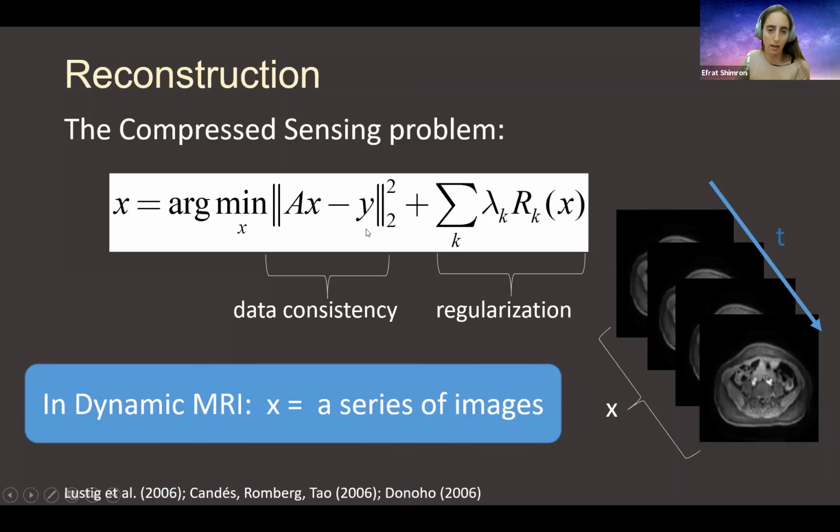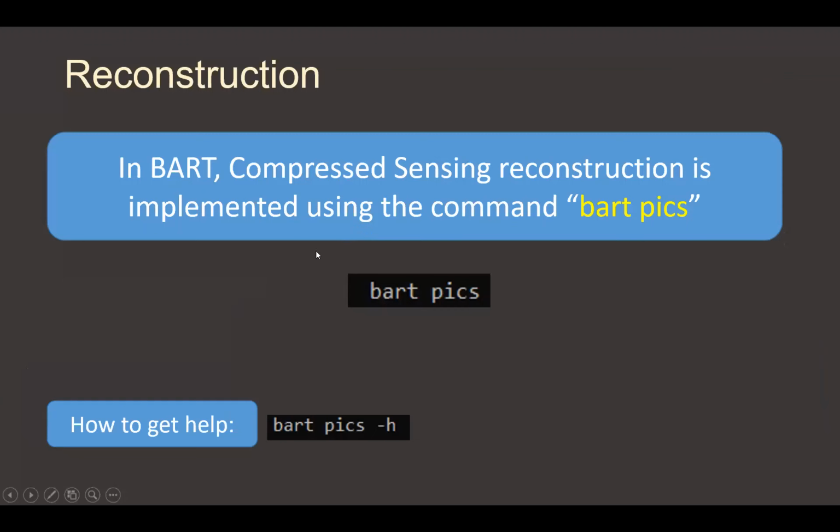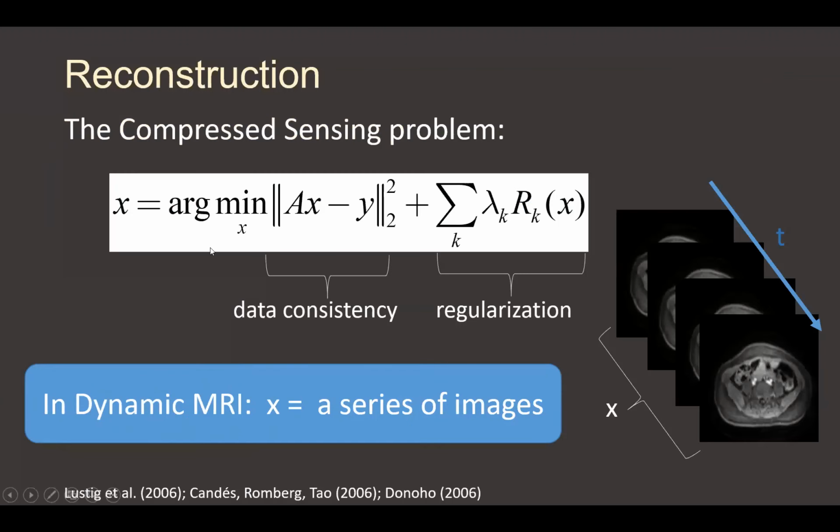Efrat, a quick question on the last slide. Normally when we see the compressed sensing problem written out, there's only one regularization term here. So can you talk a little bit about what you're saying here with this sum over multiple regularizers? Yes. So we can use several regularizers if we know, for example, that our data exhibits sparsity in the wavelet domain, and it also has smoothness along the temporal domain.